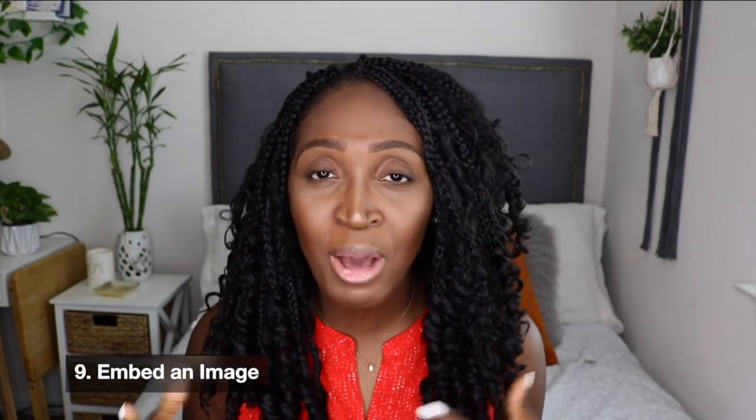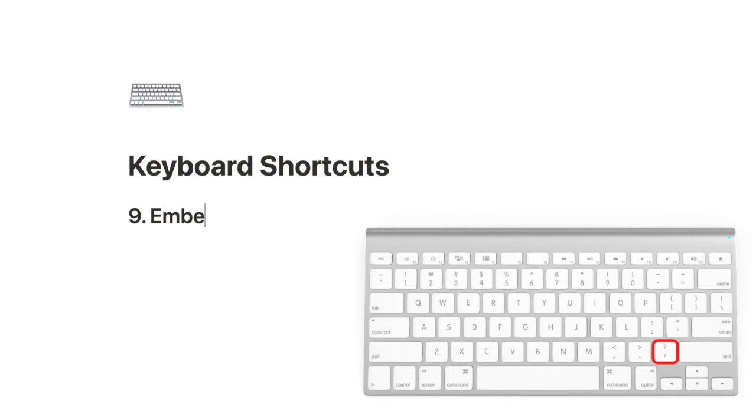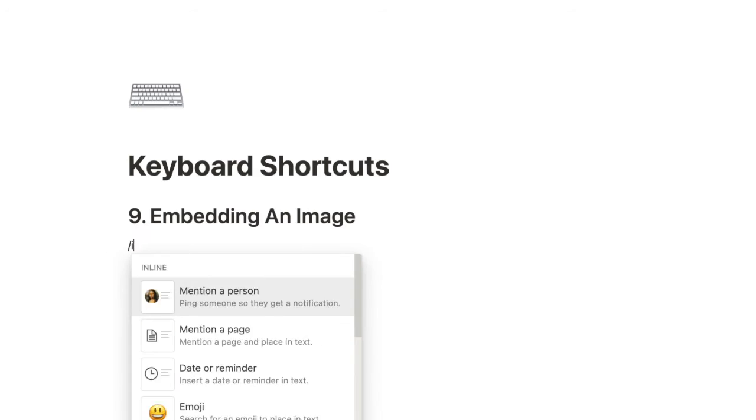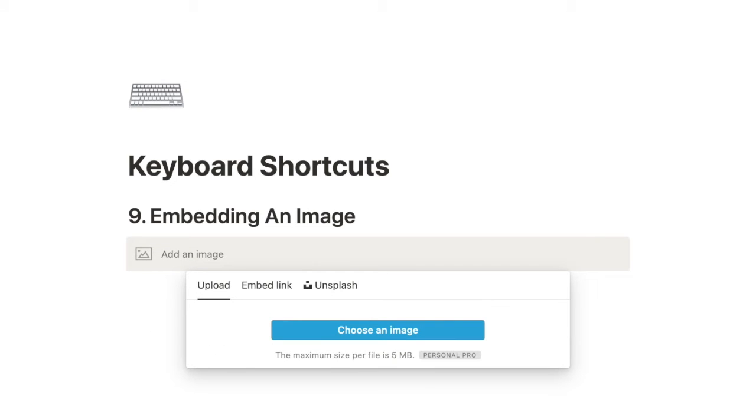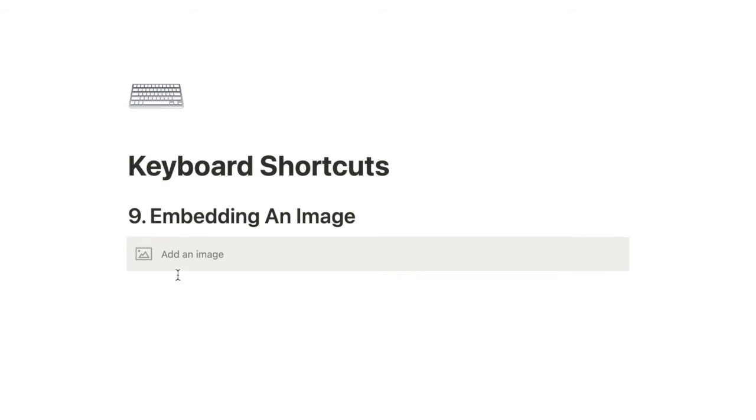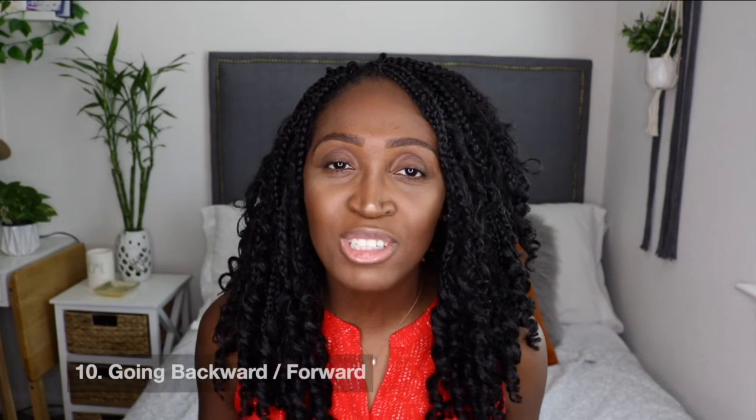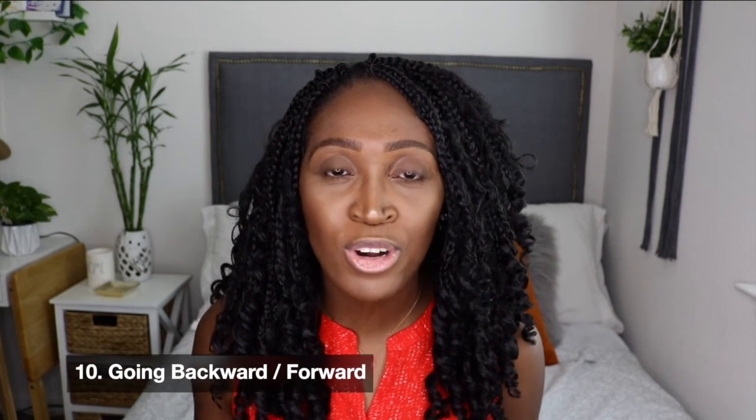Okay, shortcut number 9, embedding an image. Now, I love to use images in my notes, especially if I'm taking notes for a course that I'm taking. And it's pretty simple to do. You just hit the / key and start typing the word image, and the search box will pop up, and you can just hit enter, or you can select image and choose the image that you want to upload and add into that space.